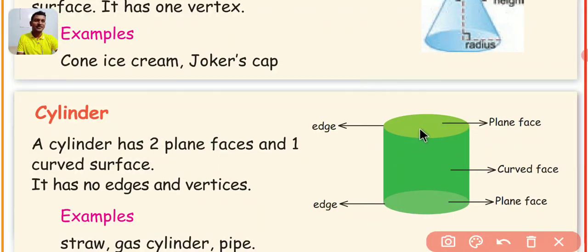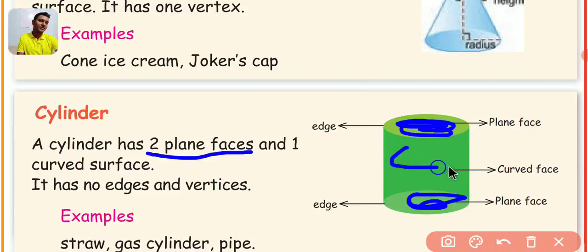Okay, what are the faces? Here at the top we have one plane face. At the bottom we have one plane face. Therefore, two plane faces and one curved surface. Which is the curved surface? This one is called the curved surface.